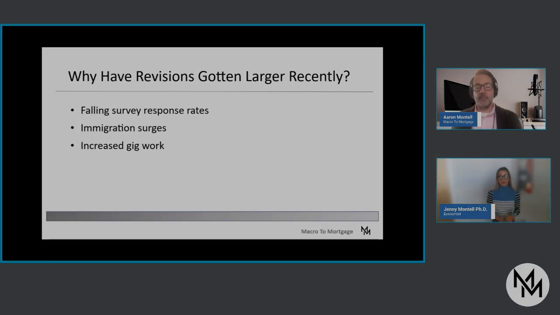Okay, so as we said, revisions are definitely a feature, not a bug. They're always going to happen. However, they have gotten larger recently, so they've gotten a little more press, if you will, and maybe some concerns have risen because of this. So we're going to talk about three reasons why revisions have gotten larger recently, and none of them have anything to do with collusion. We've got falling survey response rates, and we've had recent surges in immigration and in gig work, and they all affect the size of revisions. So we're going to talk about each of those next.